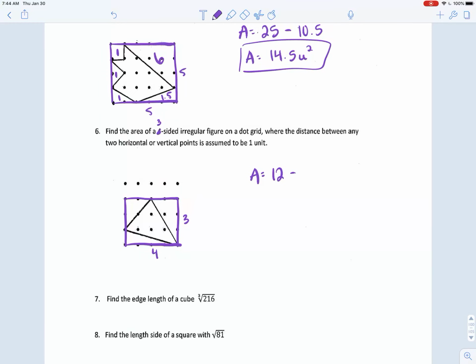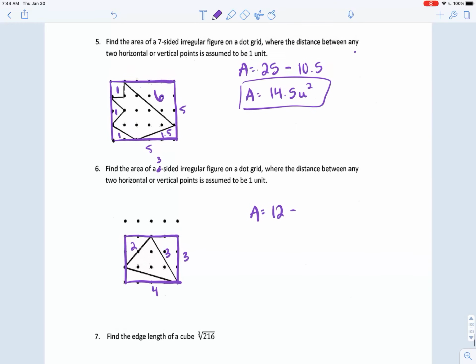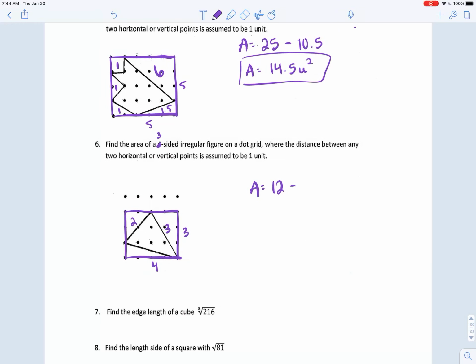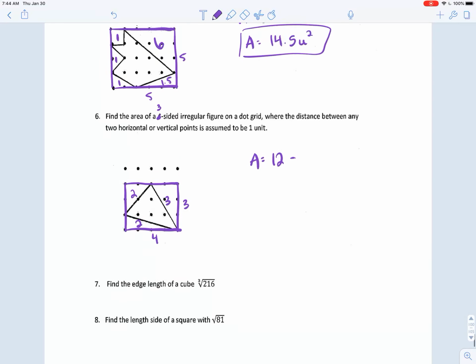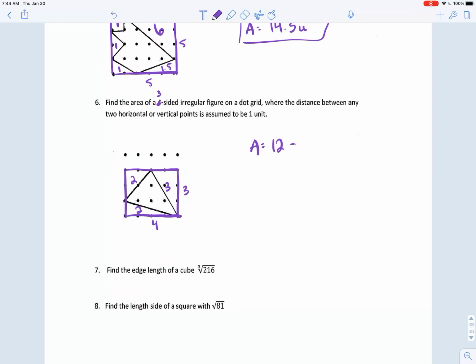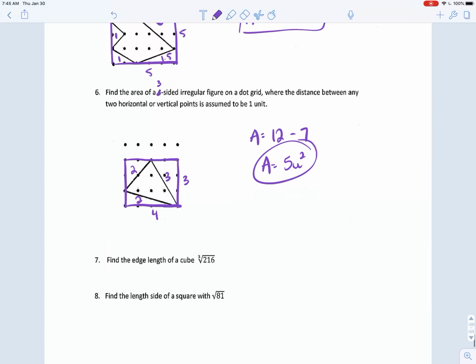All right, let's take a look. The triangle on the left side is a 1, 2 by 2. So that has an area of 2. This one here, 1, 2 by 1, 2, 3. That has an area of 3. And this one on the very bottom, it's a 1, 2, 4 by 1. So that's also an area of 2. So I add these up, which is 7. So it looks like the area is going to be 5 square units. And there we go.